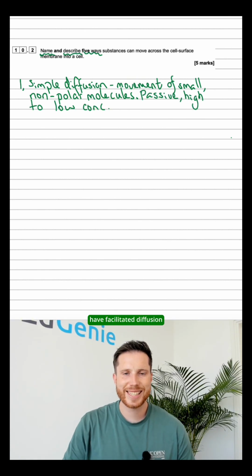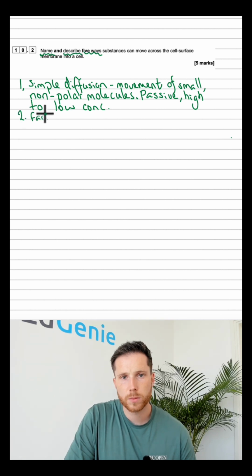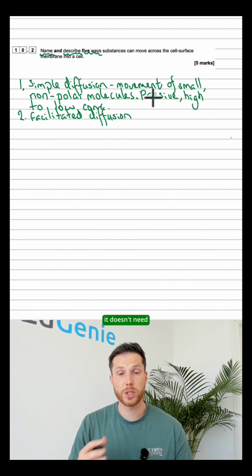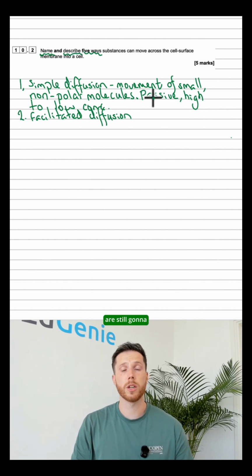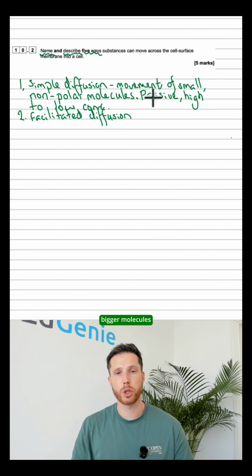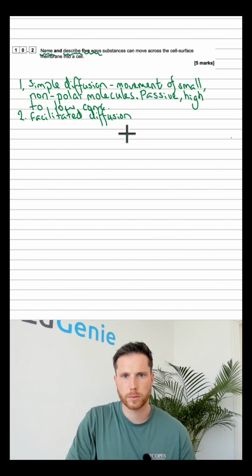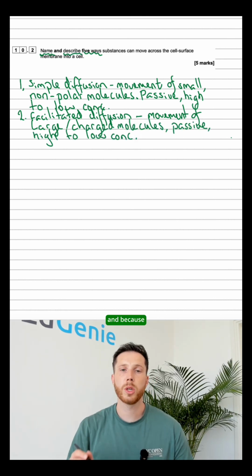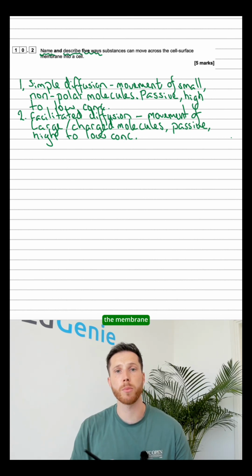Next up we have facilitated diffusion. Now this is very similar to simple diffusion in that it's still passive, it doesn't need energy, and the molecules are still going to move from an area of high to low concentration, but now we're dealing with much bigger molecules or charged molecules, so it could be things like glucose or ions. And because these molecules are either larger or charged, they're going to need a specific channel or a carrier protein to pass through the membrane.